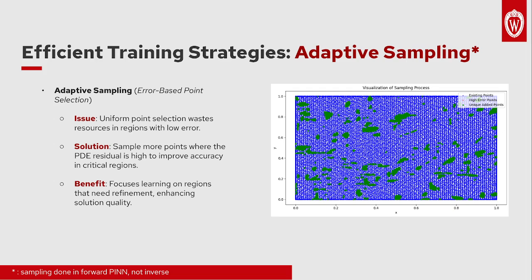The benefit brought forth from adaptive sampling is a more focused learning on regions that need refinement. This enhances solution quality, ensuring that the hard-to-predict areas get enough training points sampled. In the accompanying figure, we can see a visualization of the sampling process, identifying the high error regions and delegating more points to said regions. Do note that we only do adaptive sampling in the forward PINN and not the inverse. This is because in the forward PINN, the output is x, y, and t, and of course that's not so in the inverse.